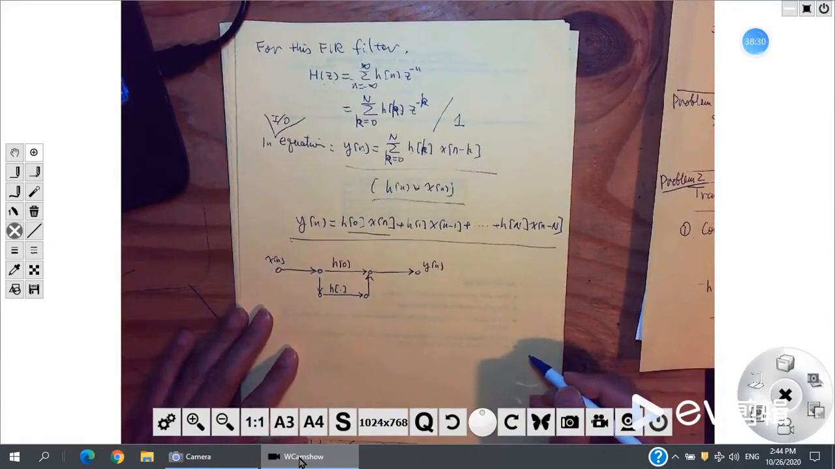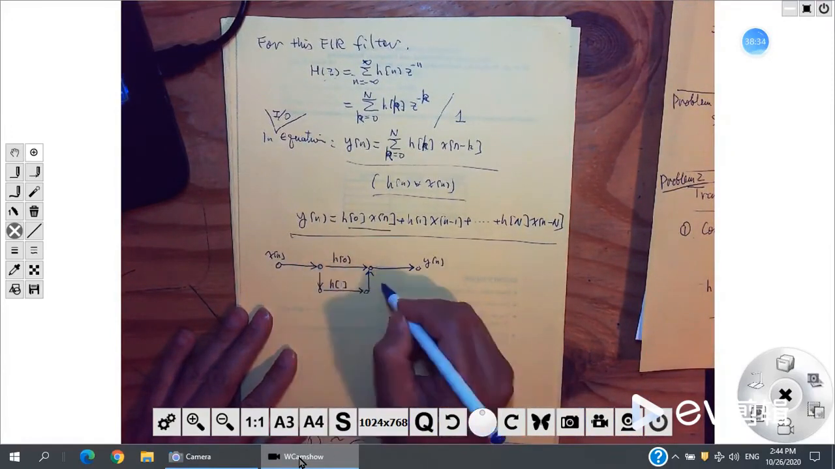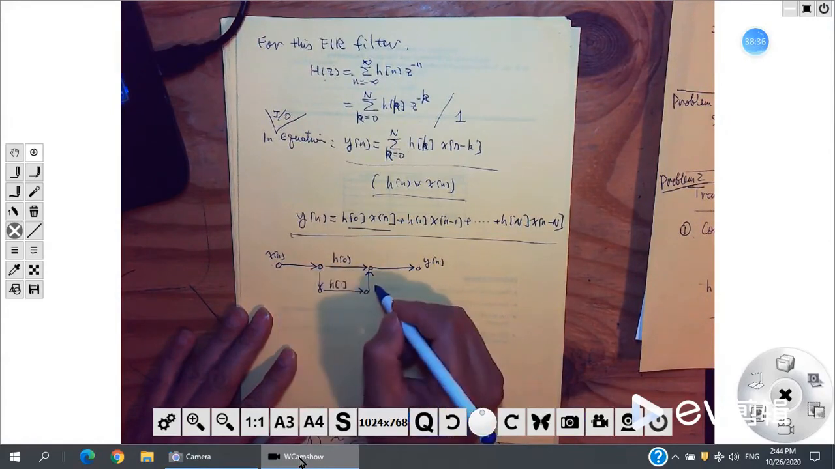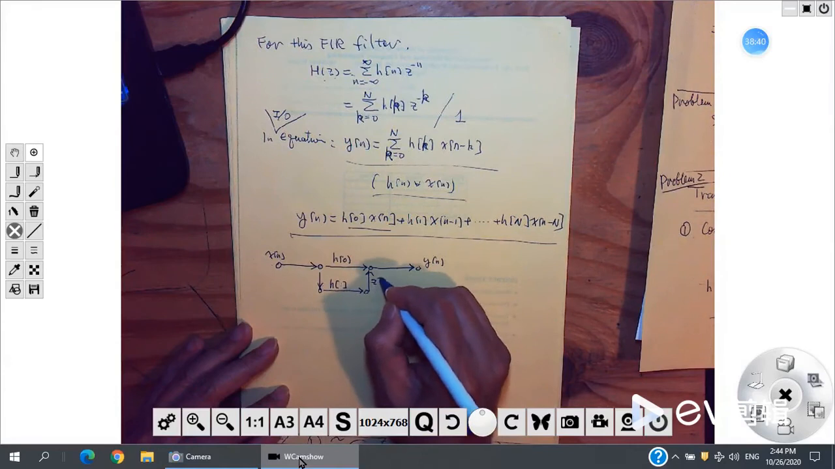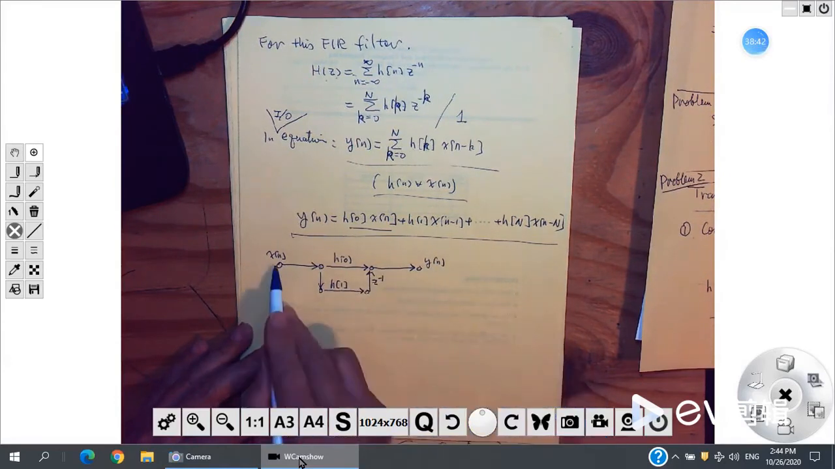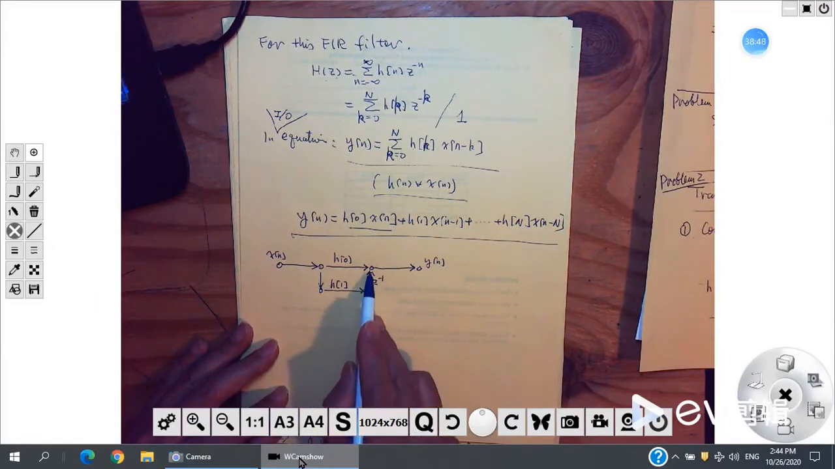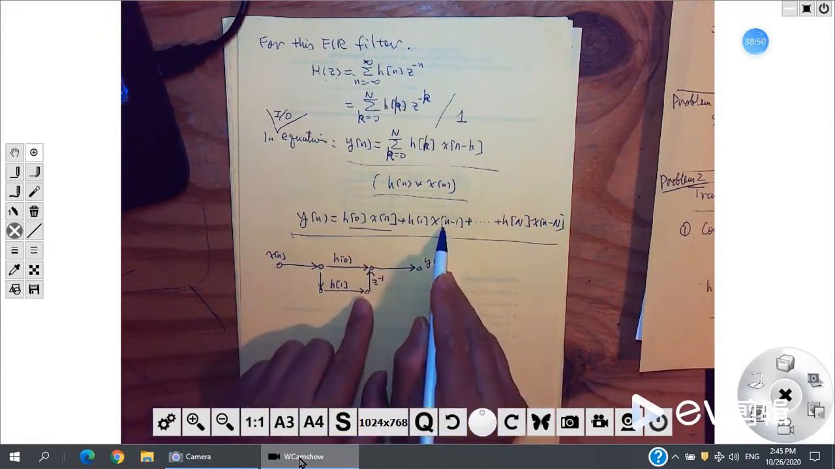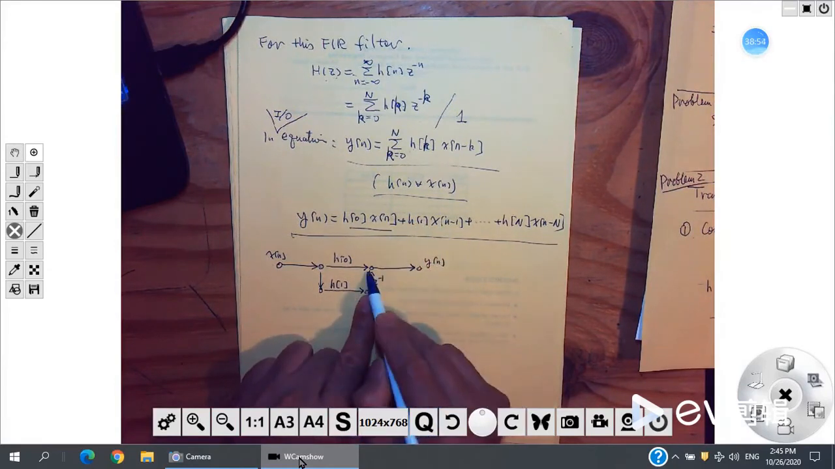Right. So for x, I need a delay here. I need a delay in which side? Doesn't matter. You can put it on both sides like I put it here. Z to negative 1 here. Then you see this x of n goes here, then times h1, then delay by 1. So it's this one, right? X delayed by 1 times h1. Then do a summation, you have this one.